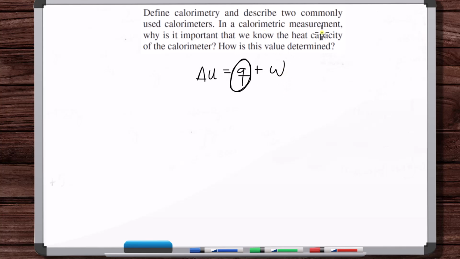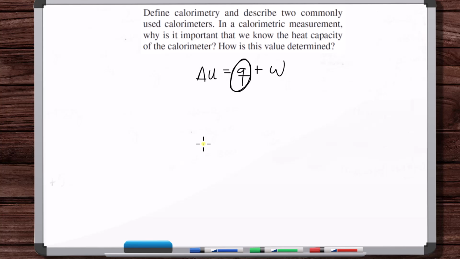In a calorimetric measurement, why is it important that we know the heat capacity of the calorimeter? Because you have to know this in order to get the heat released or absorbed by the substance in question. For the two most common calorimeters, under a constant pressure or constant volume environment, you're trying to find the heat released by some substance or based on some chemical reaction. To figure this out, you're going to measure the change in temperature of something, right?